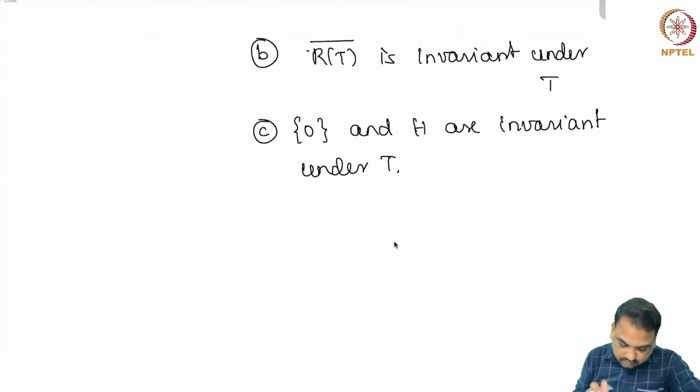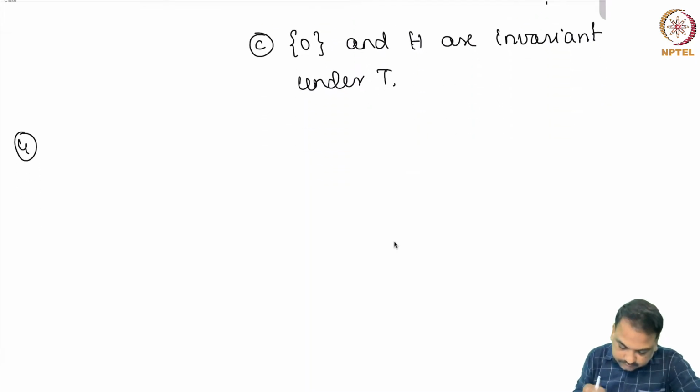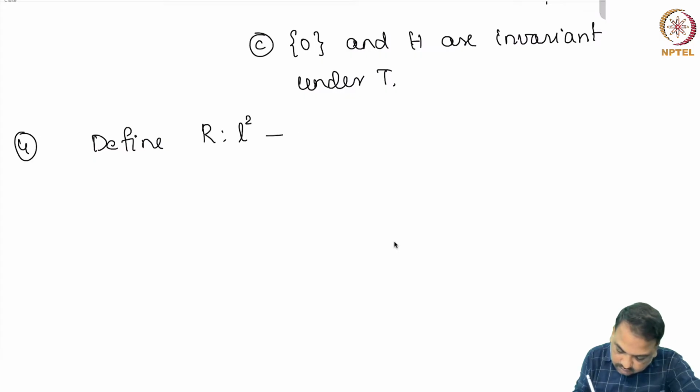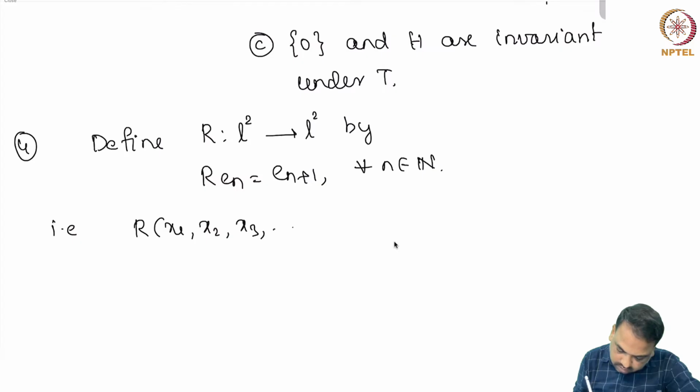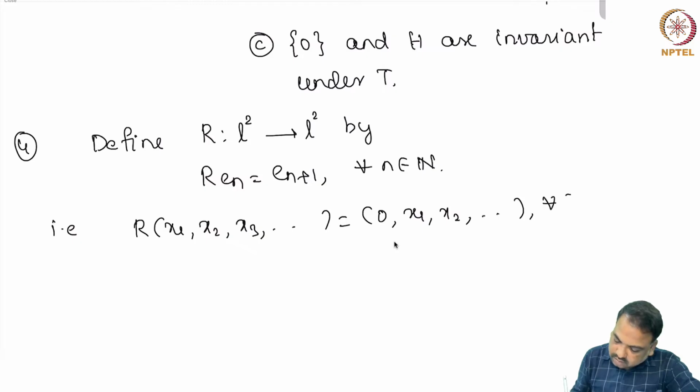So let us look at some more examples. Let us take the right shift operator on L2 defined by R of e_n as e_{n+1} for all n in N, where e_n is the standard orthonormal basis for L2. We define it on the orthonormal basis in this way and extend the operator linearly to the full space. In other words, R of (x1, x2, x3, ...) is (0, x1, x2, ...) and so on, for every x_n in L2.